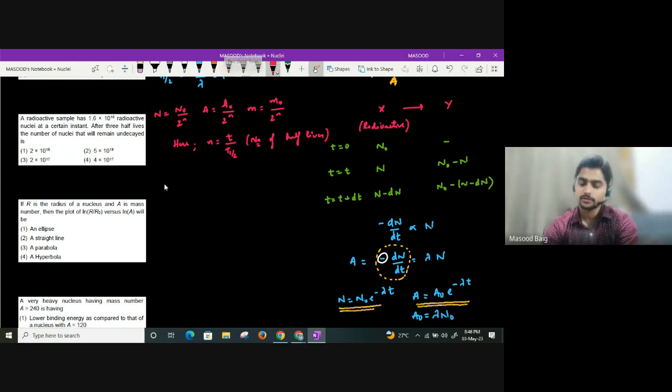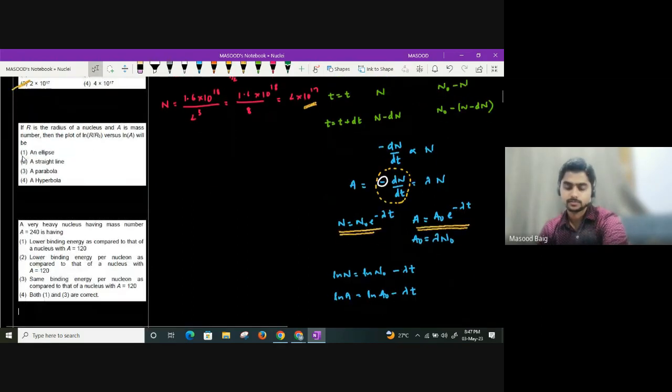Okay. So what will I get? Number of nuclei, with n naught value 1.6 into 10 power 18, divided by how many half-lives now? 3 half-lives. So n value is nothing but 2 cube. So I'll get 1.6 into 10 power 18 divided by 8. 8.2 you will get, guys, which I can take as 2 into 10 power 17 nuclei will be left after 3 half-lives. Clear, all of you?